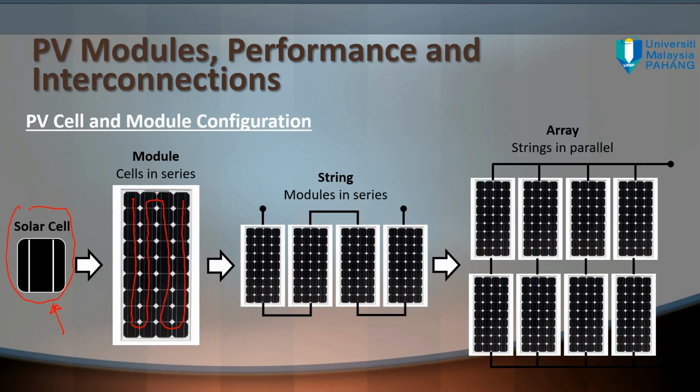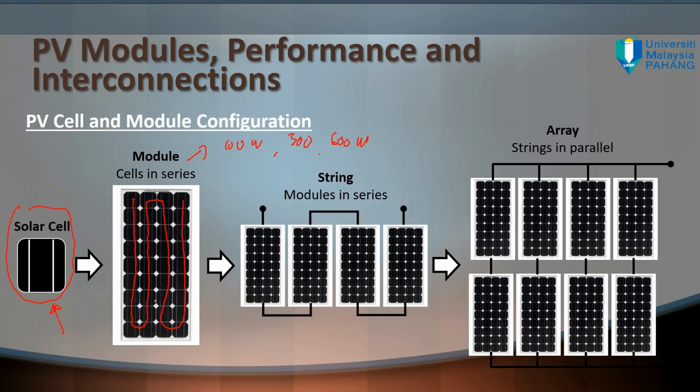The correct term is solar module, not solar panel. But we often say solar panel. Solar panel is okay. It's not sinful if we use the term solar panel, right? But the correct term is solar module. Okay, solar module. That solar module, whether 100 watt, 300 or 600 watt, depends on the number of cells connected in that module.